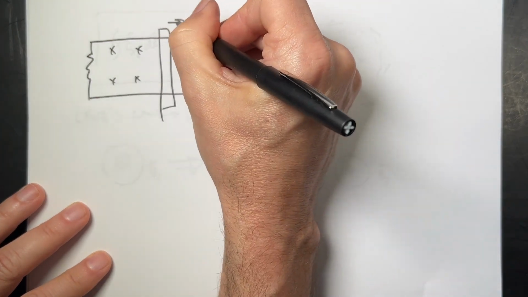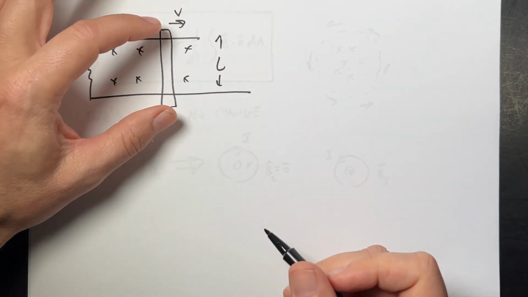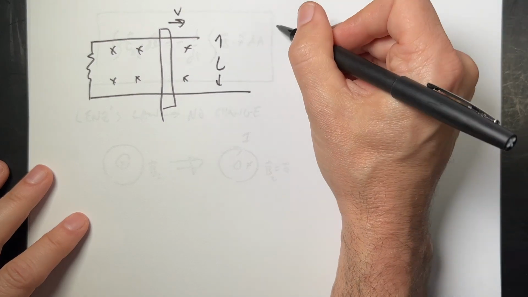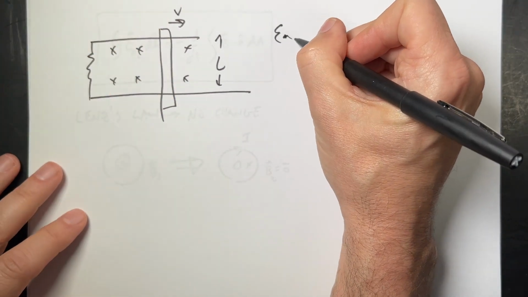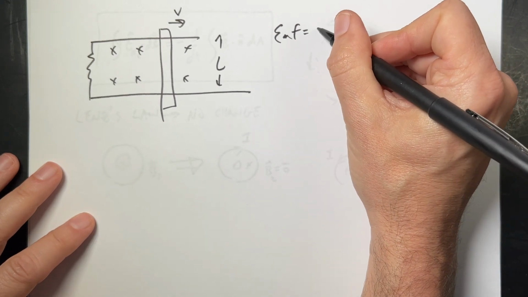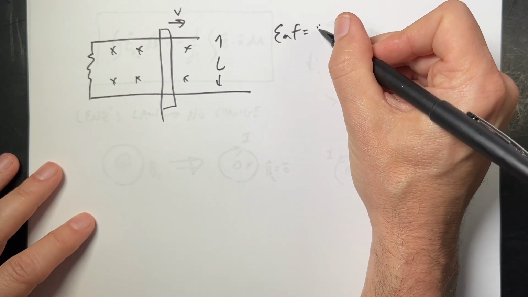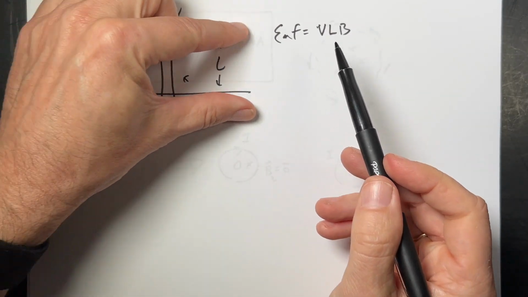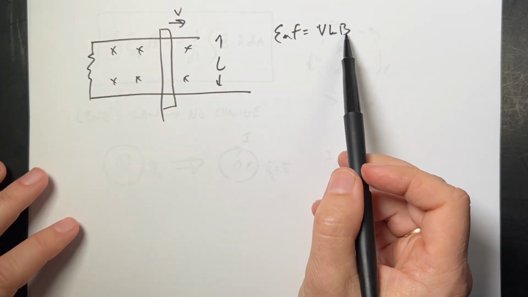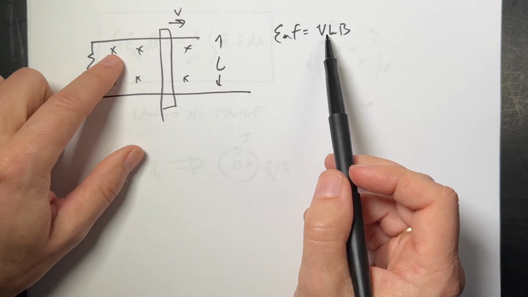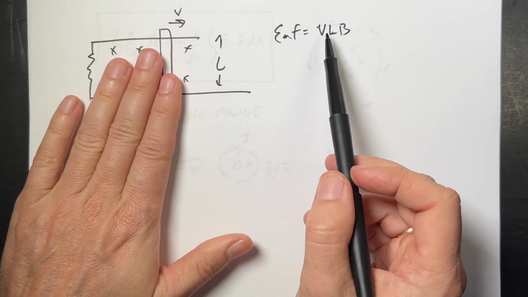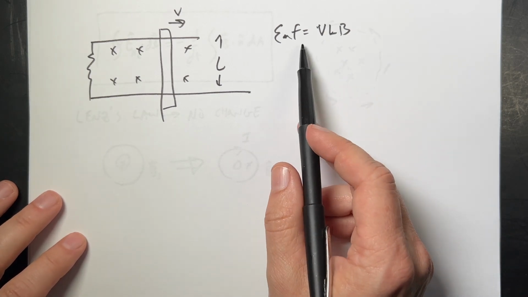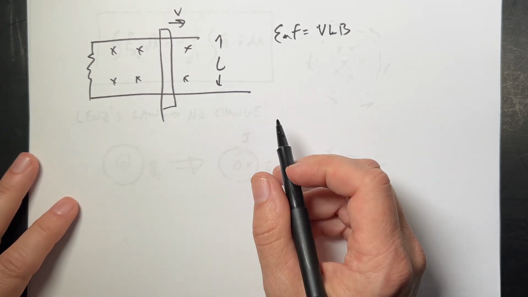And if this is moved with a velocity v, we found from the previous case, using the Lorentz force, that the EMF across there would be vLB. Right? The velocity of the stick, how fast you move this, times the length of the stick, times the magnitude of the magnetic field, and assuming this area is perpendicular to the magnetic field. Okay, so we did that already. Now let's do it again using Faraday's law.